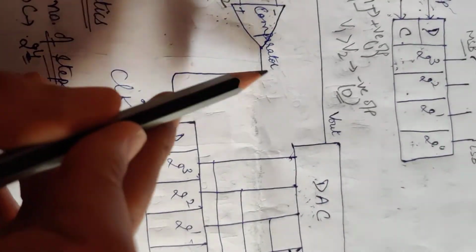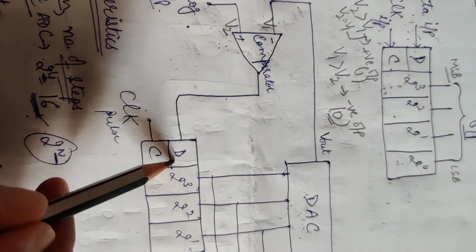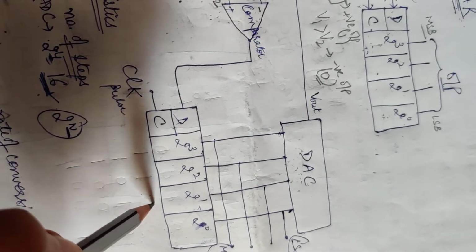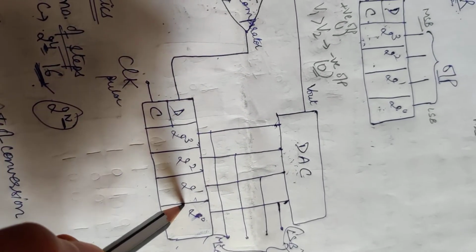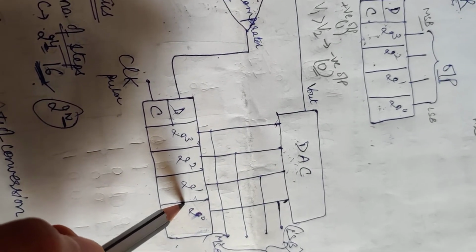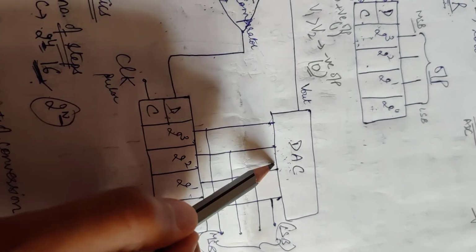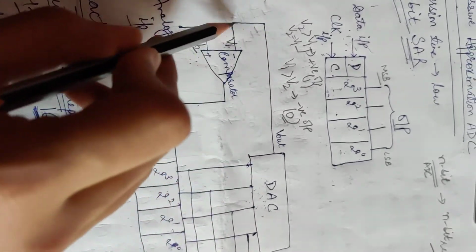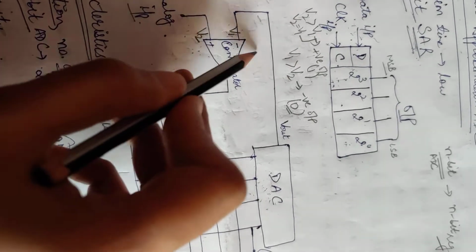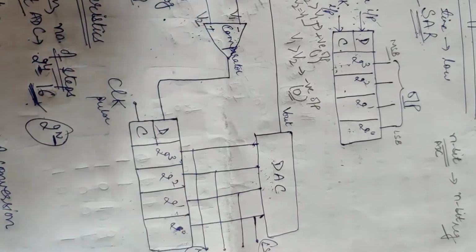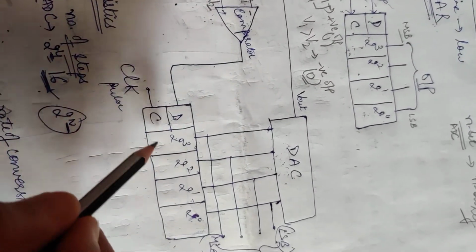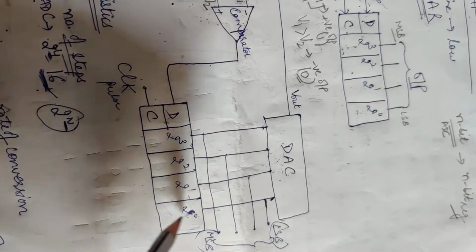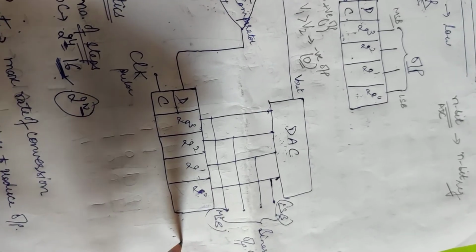Now the output of the comparator is given as input to the data input of the successive approximation register. The output of this is in digital form. So we use a digital to analog converter, which converts this digital value into analog and gives it to the comparator. Then the comparator compares, and after giving clock to all the bits, we get the output here.